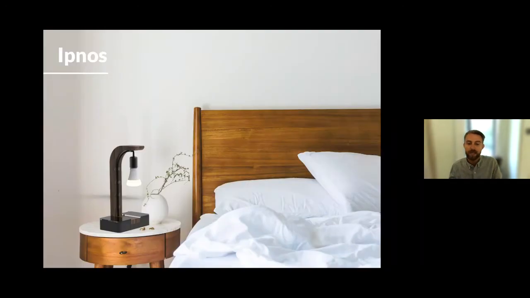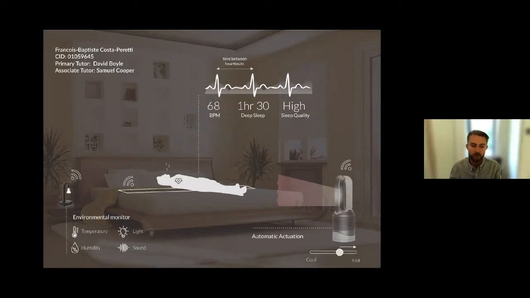Now I'd like to show you Hypnos, which is one of the master's projects I supervised the year before last. It's this handsome little light fixture beside the bed. What the student was looking to do was explore sleep health and sleep well-being. So they started off by doing a review of the scientific literature.